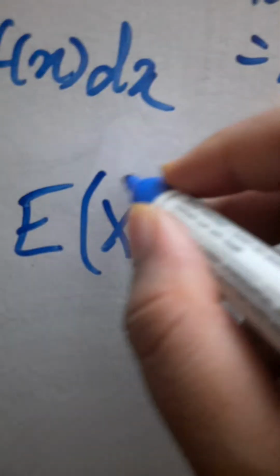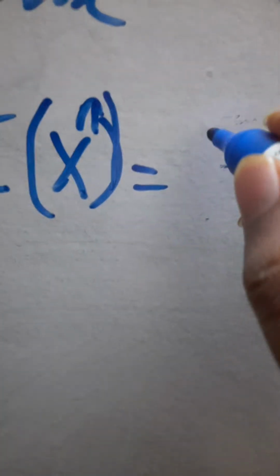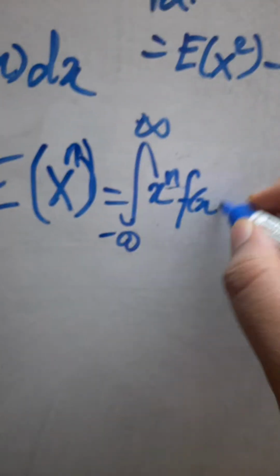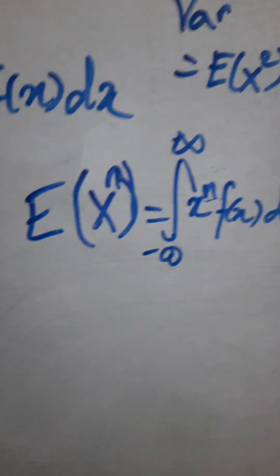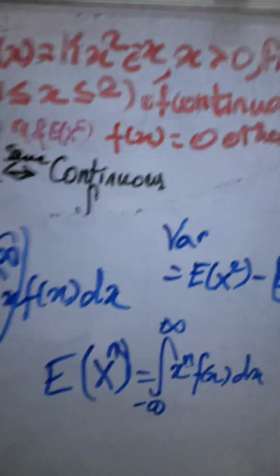There is a formula, by the way, because we also have to find E of x raised to 4. Let's say E of x raised to n is there. What it means is you put the integration from minus infinity to positive infinity, which is normally there, and multiply x raised to n by f of x, and then put your dx. That's how we do it. So now we have found this.